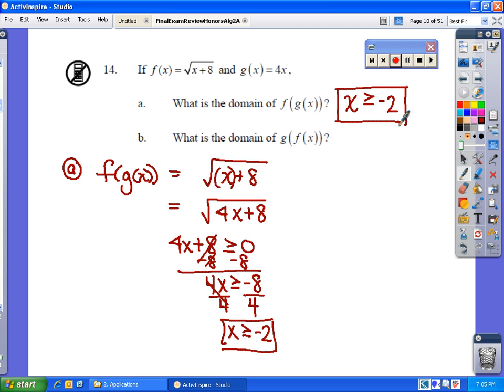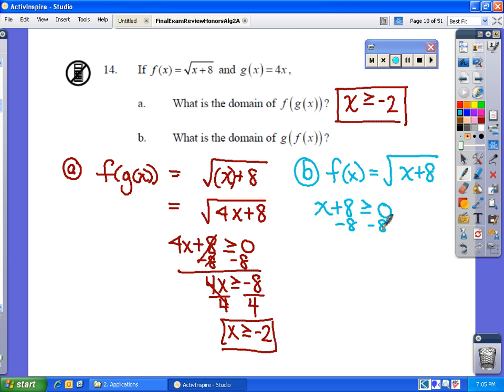Now we need to do the same thing for part B. This is the function or the composition g of f of x. The input here is f of x, which is the square root of x plus 8. The domain, therefore, needs to be restricted such that x plus 8 is greater than or equal to 0. Solving for x, we get that x has to be greater than or equal to -8.